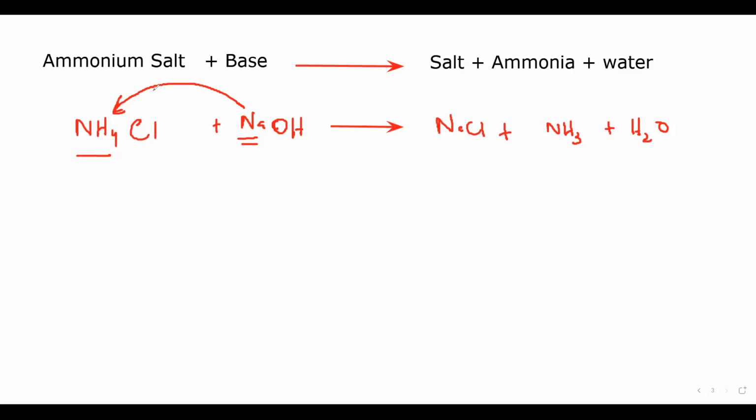So whenever ammonium salts are there, ammonium salt means the salt which has this ion, NH4 ion. That's called ammonium ion. So those salts which have ammonium ion, we call them ammonium salts. As these ammonium salts are added to the base, the metal which is present in the base will take the position of the ammonium ion. So a new salt will be formed, ammonia gas will be released, and there will be a water molecule.